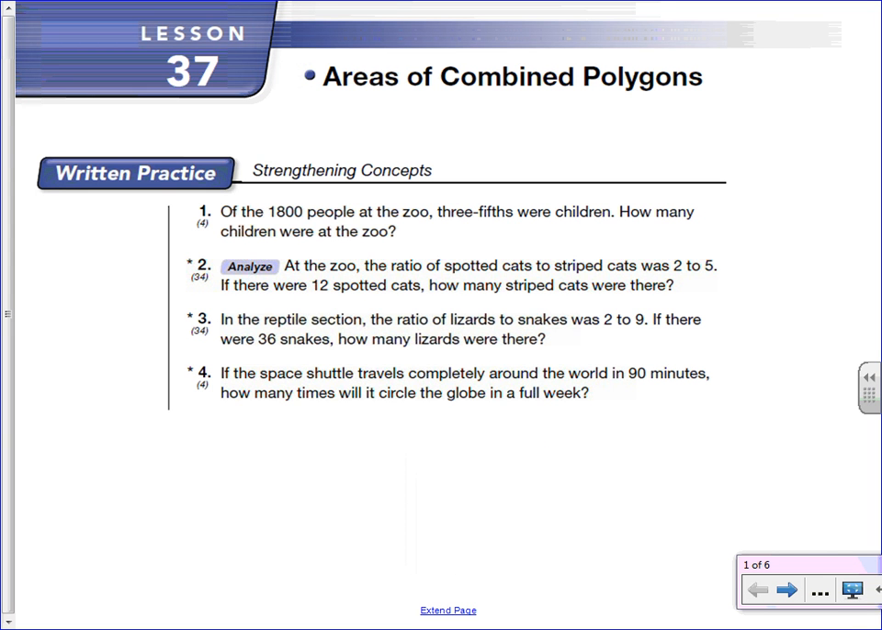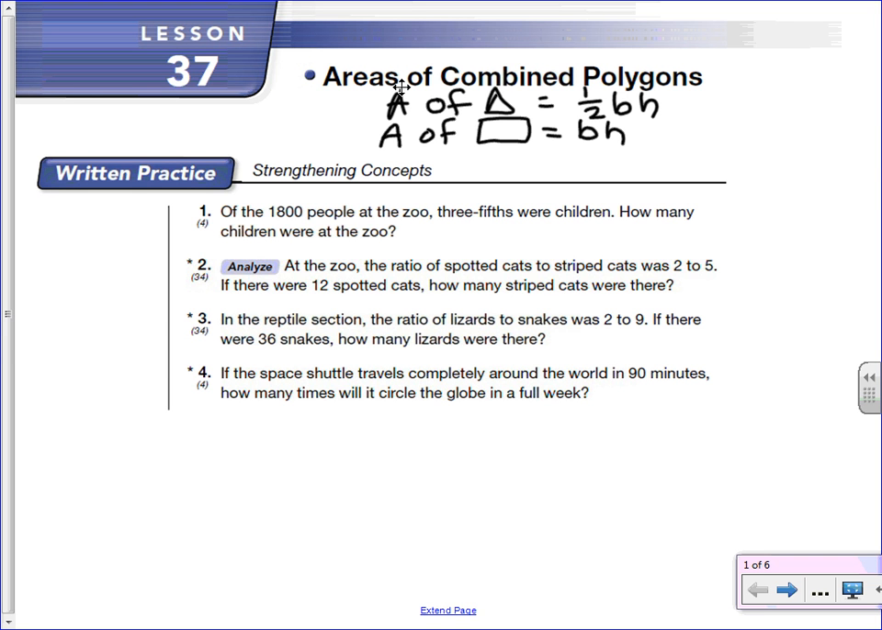37 is areas of combined polygons, and basically what that means is you're going to use what you know about finding the area of a triangle, which is 1/2 the base times the height, or the area of a rectangle, which is the base times the height. And you're going to divide a more complex shape into rectangles and triangles and either add or subtract to get the area of that complex shape. We'll practice that in a little bit.